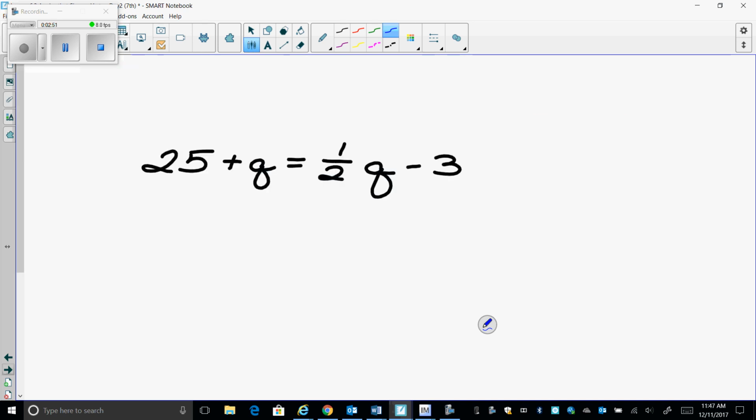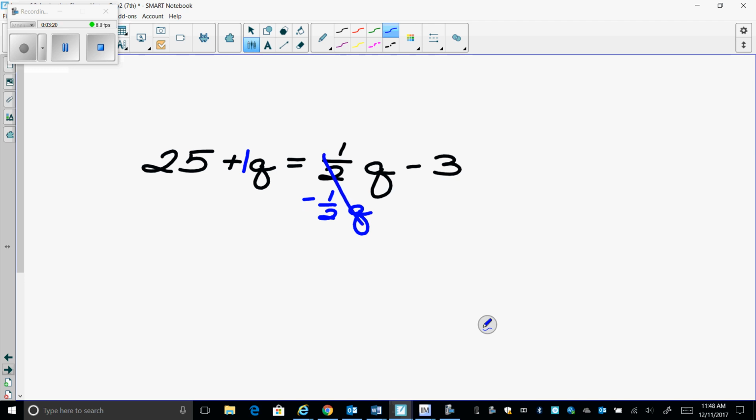If we look at the next problem, we have 25 plus q equals 1/2 q minus 3. Look at your two q values. They're on different sides of the equation. We have to move one of them to the other side. So again, I usually move the smaller one. This q here, if you wanted to, you could put a coefficient of 1. It's 1q. On the right-hand side of the equal sign, I have 1/2 q, which is actually smaller. So that is the one that I am going to move.